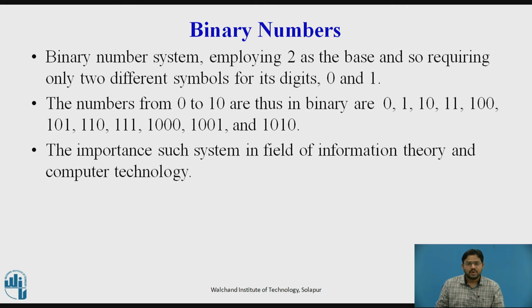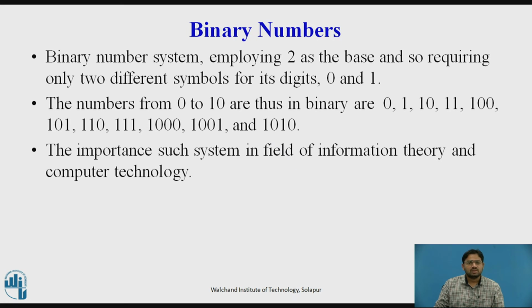When you compare binary with decimal, decimal takes 10 symbols, that is 0, 1, 2, 3, 4 up to 9. Similarly, you can represent 0 to 10 in equivalent binary: you can represent 0 as 0, 1 as 1, 2 as 10, 3 as 11, and the decimal 10 as 1010.